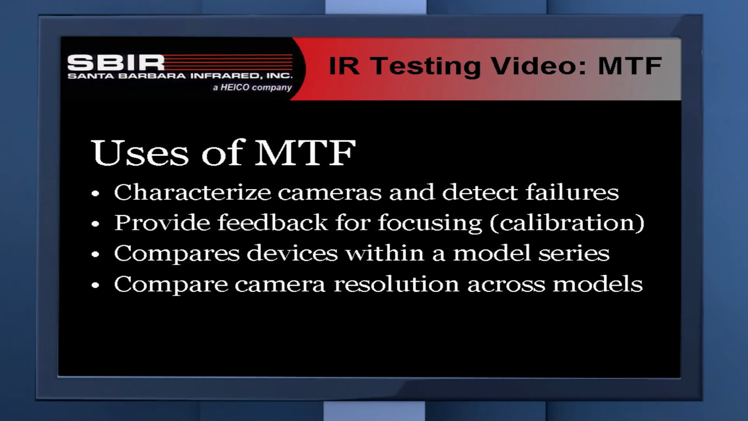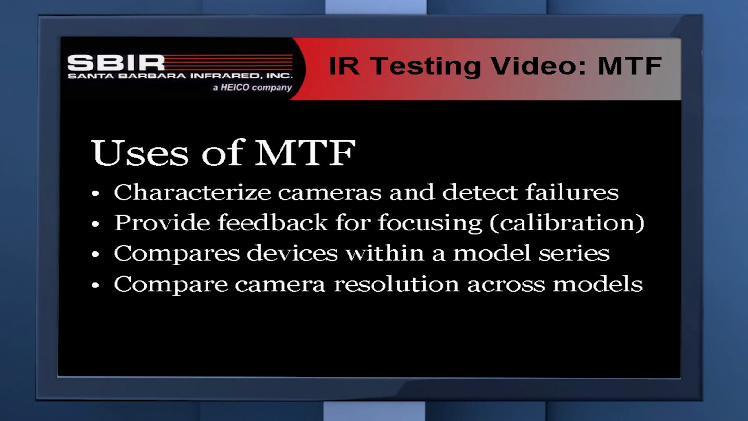Okay, so I think that covers all the details. I think the last step is to talk about what the uses of the MTF are. Well, MTF is used to characterize the camera so that we can understand how effectively we can see certain different sizes when we're looking at an object. And it allows us to detect failures because we have some expectation of what the camera should do. If it doesn't meet those expectations, it's failed. It gives us feedback on focusing, and so that's an effective calibration step.